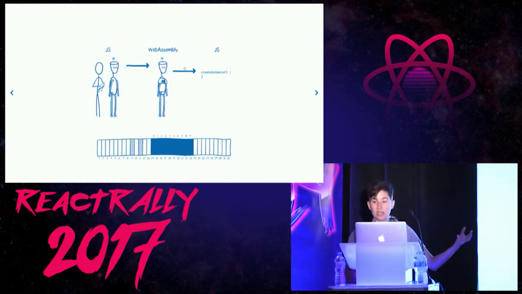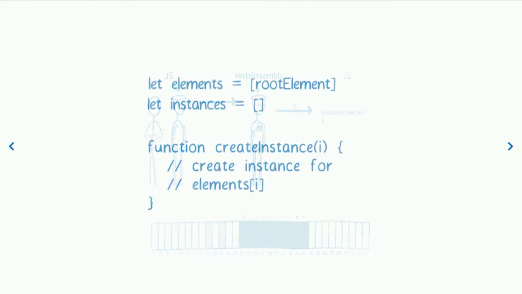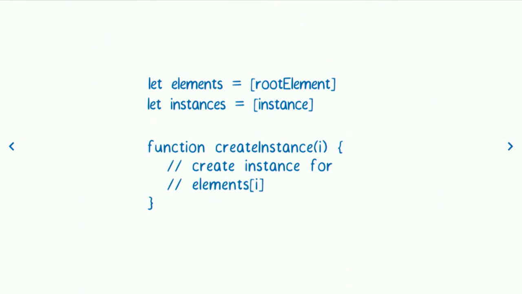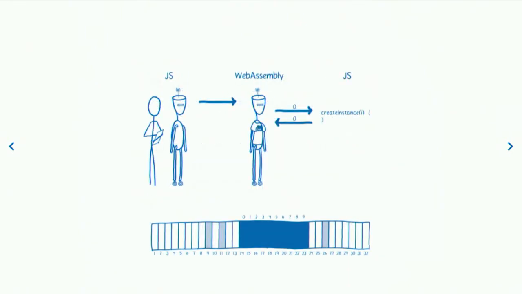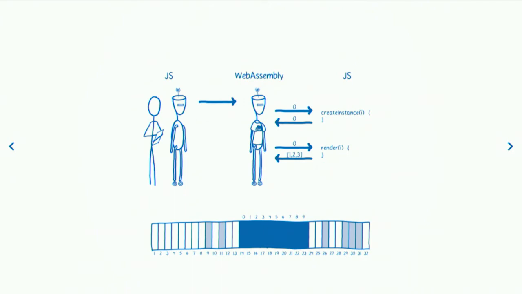So now to actually create an instance for this first element, the WebAssembly module will call the JavaScript function and will pass in 0, which is going to be the index of that root element. So the function would create the instance and add that to the array of instances. And then it's going to return the integer that is the index for that. So let's jump ahead a little bit to where we're going to call render on that. What WebAssembly would do is pass the index of the instance into another function import that will call render on that instance to create the elements, and then it'll add those to the elements array. And then it'll return an array of indices for those elements.